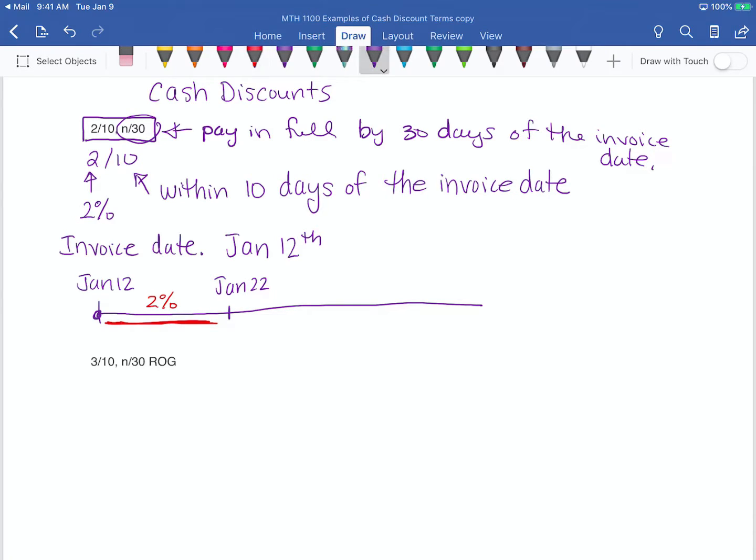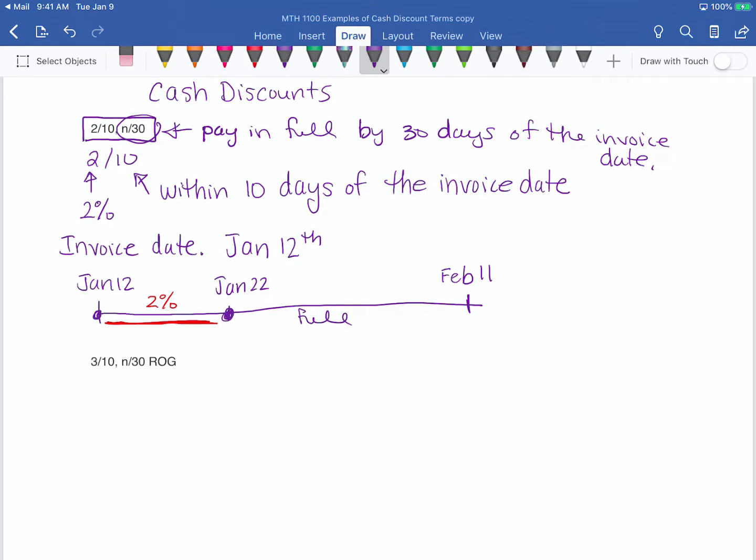However, if we miss this deadline of January 22nd, then we have to pay within 30 days of January 12th. So 30 days from January 12th would be February 11th. And so if we miss this deadline January 22nd, we would have to pay in full by February 11th.